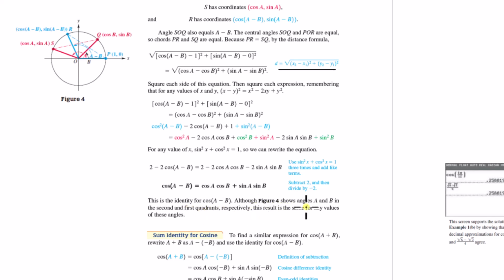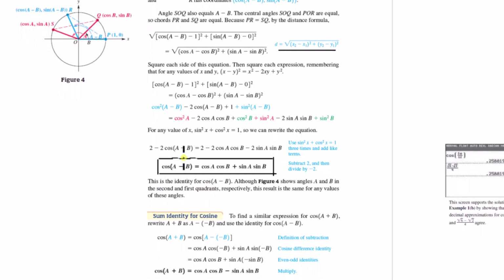Although figure 4 shows angles A and B in the second and first quadrants, respectively, this result is the same for any values of these angles. Yeah, so this is completely general. This identity holds for any angle A and B you input. And so that's why we officially put this into our trig identities sheet.